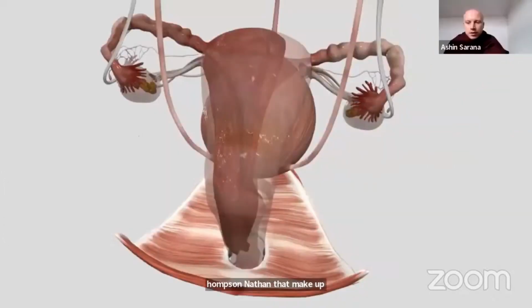So now we are looking at the ovaries, uterus, and the birth canal. The ovaries release eggs for reproduction and produce female hormones, estrogen and progesterone.